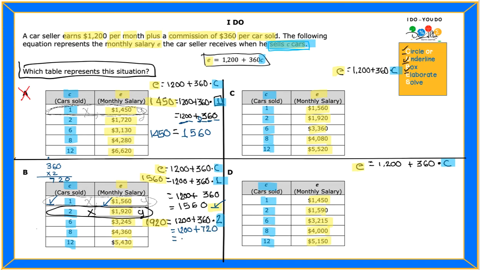And if I add these two numbers, I can do a horizontal addition. 0 plus 0, that's a 0. Then tens to tens. 2 plus 0, that's a 2. Hundreds to hundreds. 7 and 2, that makes a 9. And then thousands to thousands. 1,920. So this pair also works. So now we have to check the next pair.